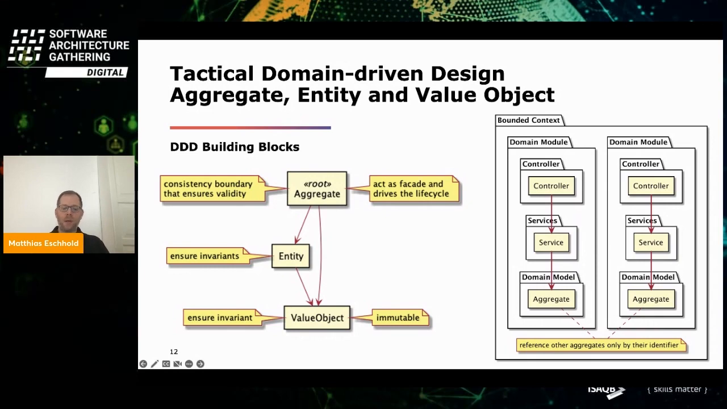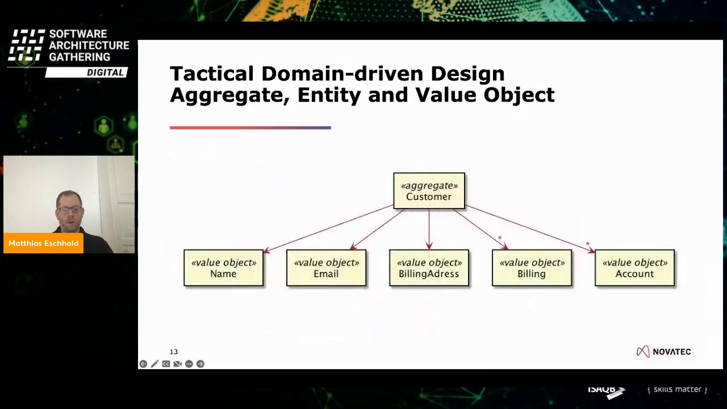I think it's better to see this by example. Let's have a look on our customer from our domain story, and a corresponding aggregate design could look like this. The customer as the root of the domain object graph is described based on several value objects. For example, his email, his billing address, or his account. To keep it simple, we ignore today the discussion about the class stereotype entity.